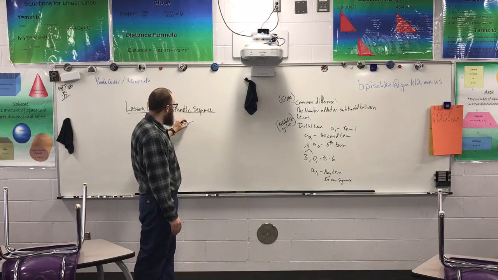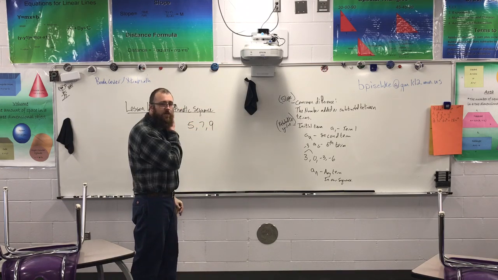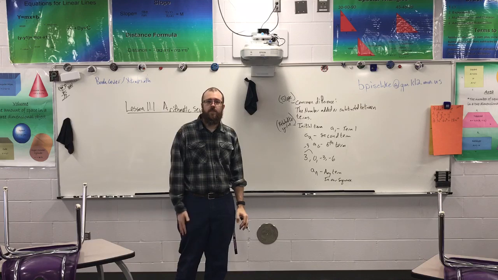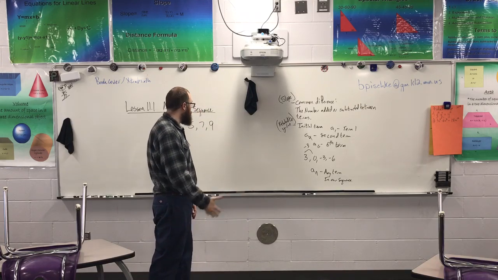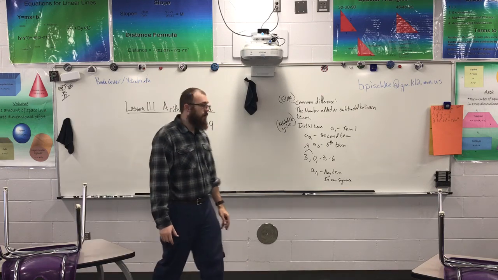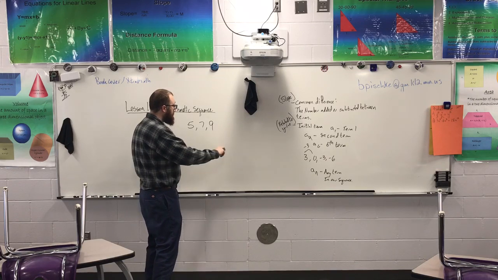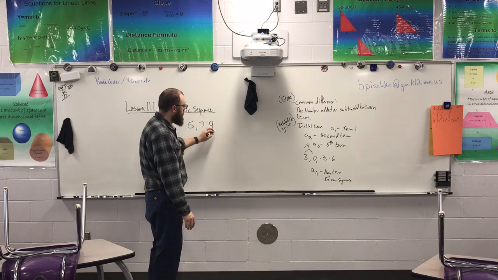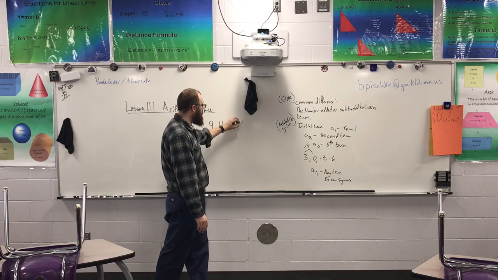So let's say that we have the pattern 5, 7, 9. One of the big questions that the book will ask us to do is move forward in our pattern. So what are the next 3 terms, or the next 5 terms, or the next 7 terms? Now, these patterns are really easy to see. 5, 7, 9 is plus 2, plus 2, plus 2. So my next 3 terms are 11, 13, and 15.